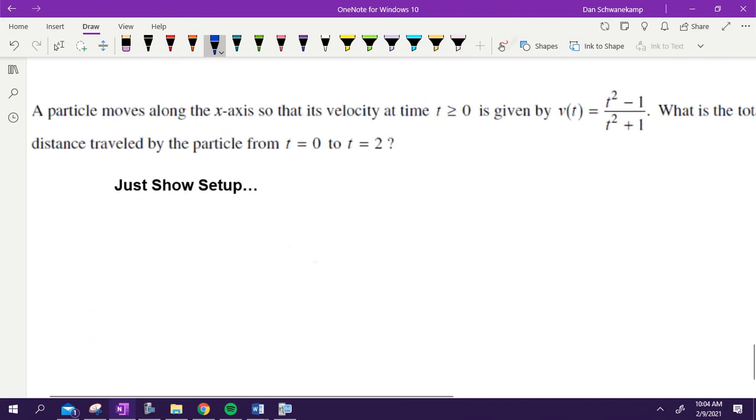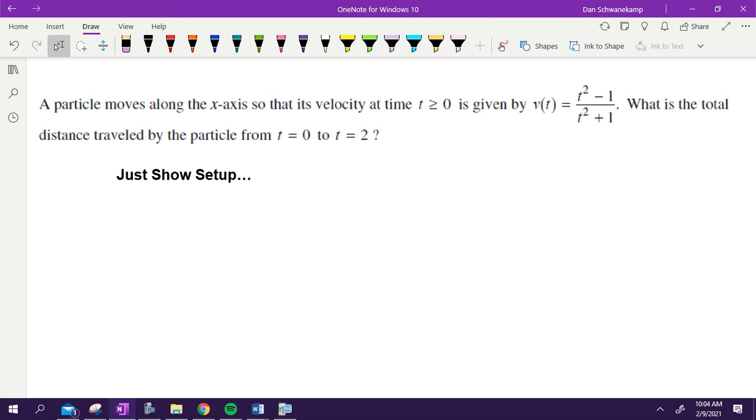Just show me setup real quick on this one. Particle moves along the x-axis. It's given by that right there. That's your velocity. What is the total distance traveled from 0 to 2? Show me setup. Shouldn't take you long, I hope.